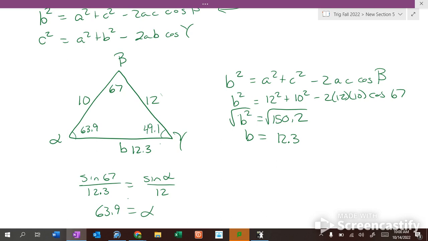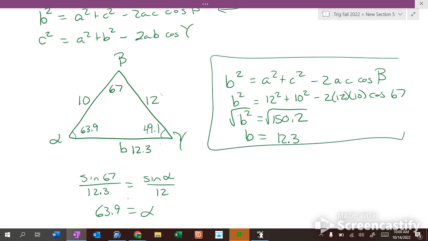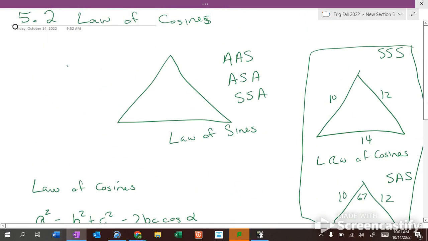Okay? So those are the easy ones when you're looking for a side. Just plug it into the law of cosines. Remember to take the square root. And then do the law of sines after that. Okay? Not too hard.